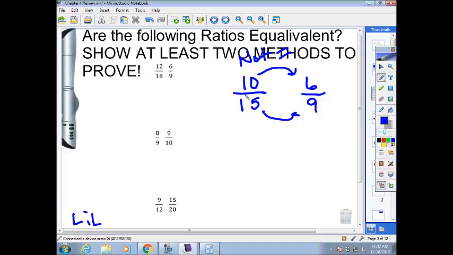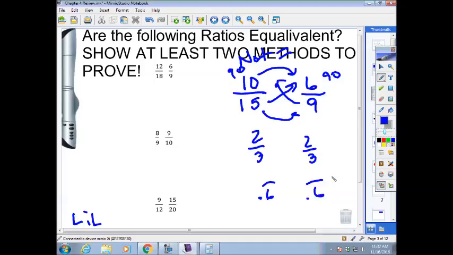But if you use cross products, you learn that, hey, they're both 90. When you simplify them, you get 2 to 3 and 2 to 3. When you divide them, you get 0.6 and 0.6. You guys all get that? Yeah. So the big three are the ones I want you to really focus on. I didn't want you to mess with the little fourth. Just the big three. Everybody got me? Yep.